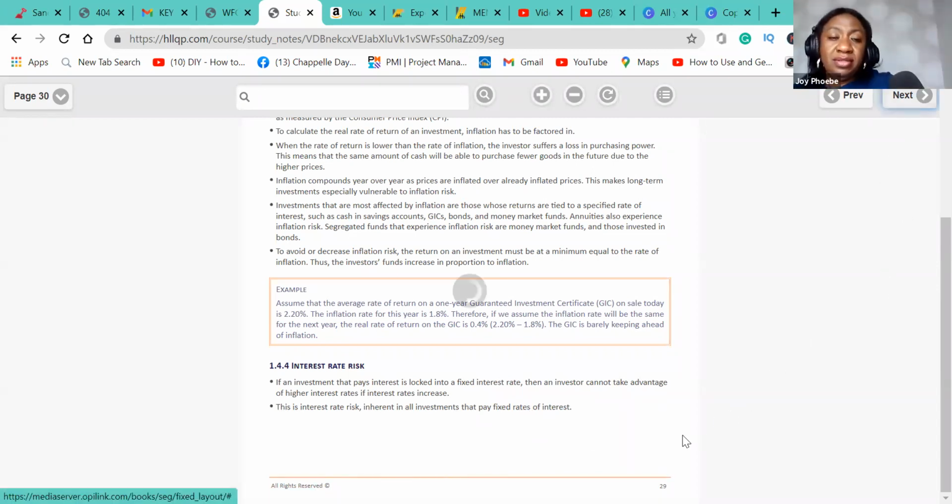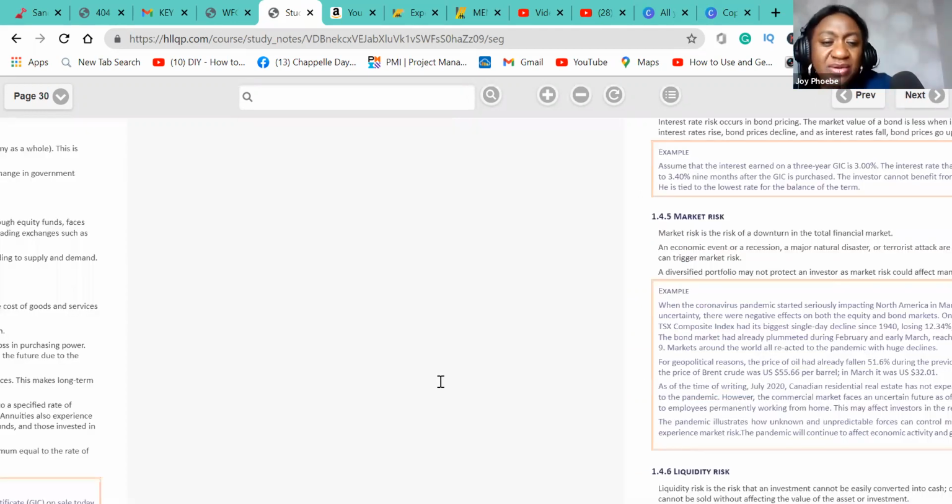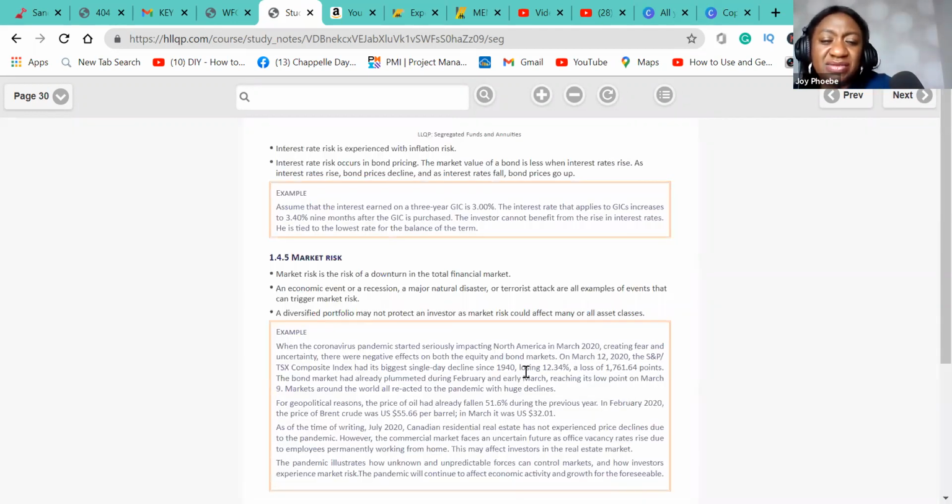Okay, then of course, market risk. When it comes to market risk, a downturn in the total financial market impacts everything. When the market dips like this, the whole thing will go down, right?